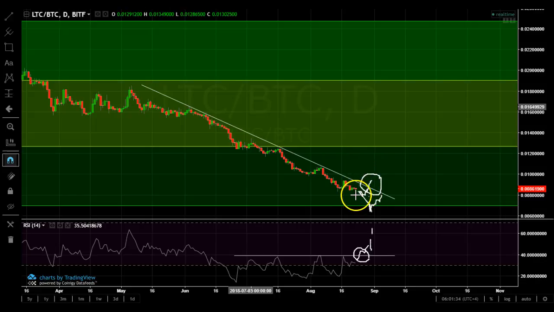Like I said, there could be some more downside movement in the next few days. But at some point, I expect a complete shift in the direction of the trend.